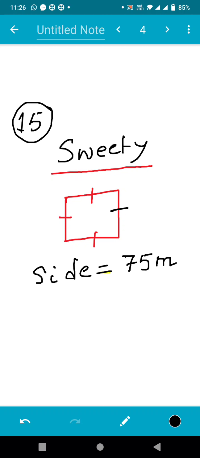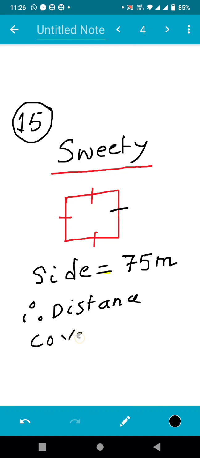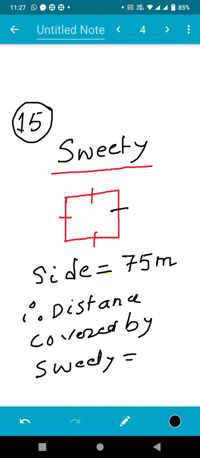Now, because Sweetie is running around the boundary of the square, to get the distance covered by Sweetie, we have to find out the perimeter of the square. Therefore, the distance covered by Sweetie would be equal to the perimeter of a square.